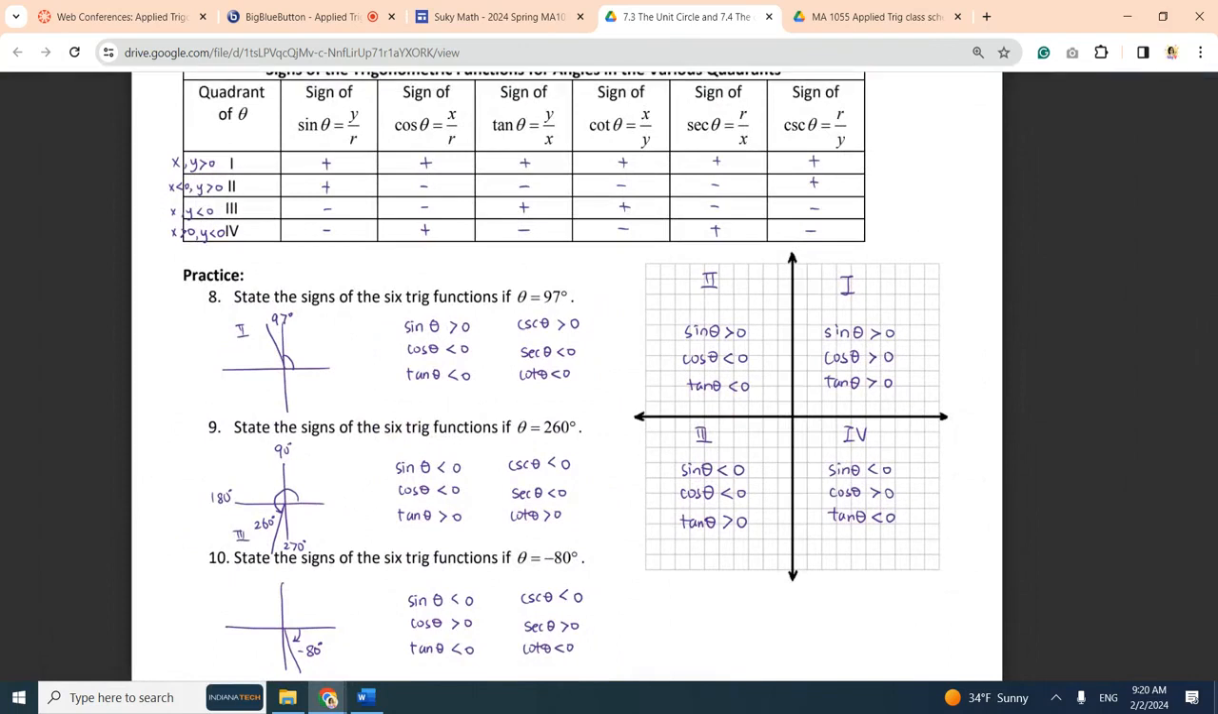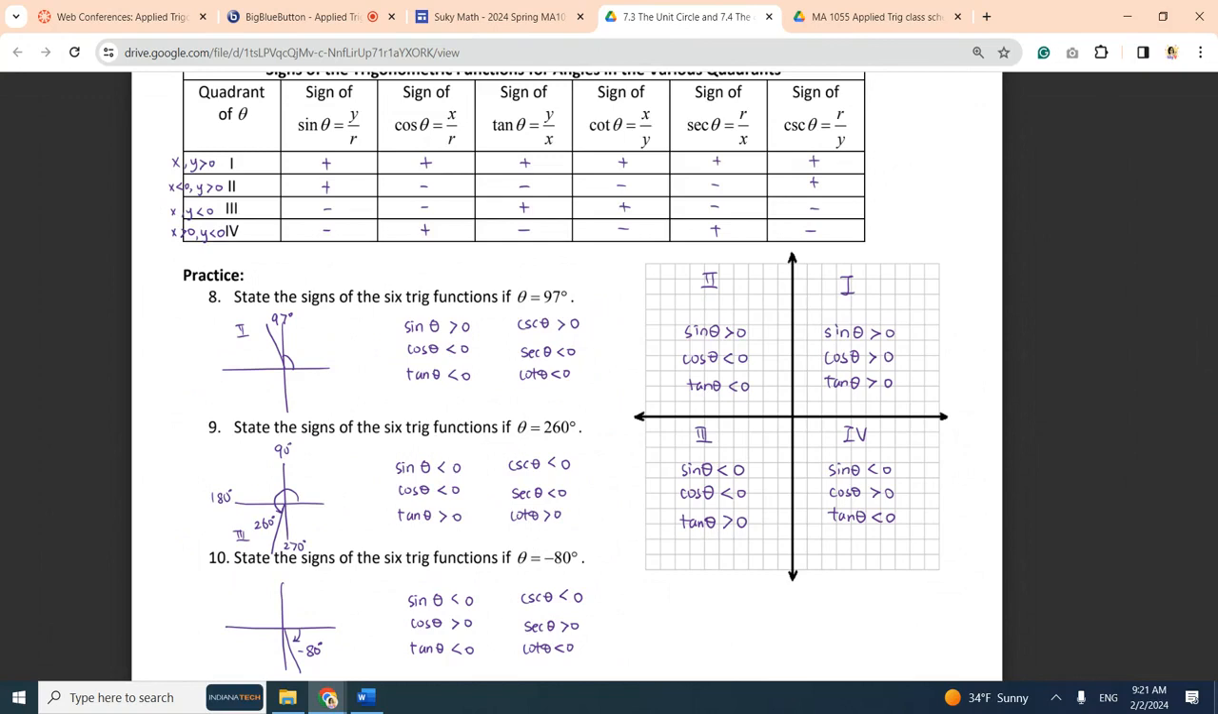Let's check our answers. So number 9, 260 degrees. Yeah, 260 degrees is between 180 and 270, right? So it's in quadrant 3. Once in quadrant 3, you can see it right here: x negative, y negative. So sine is negative, cosine negative, tangent positive. Is that okay, everybody? That's quadrant 3.